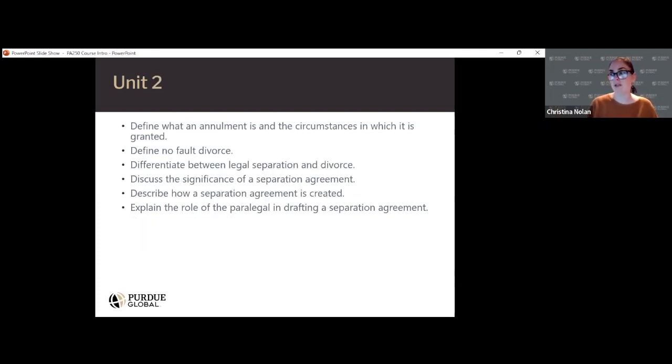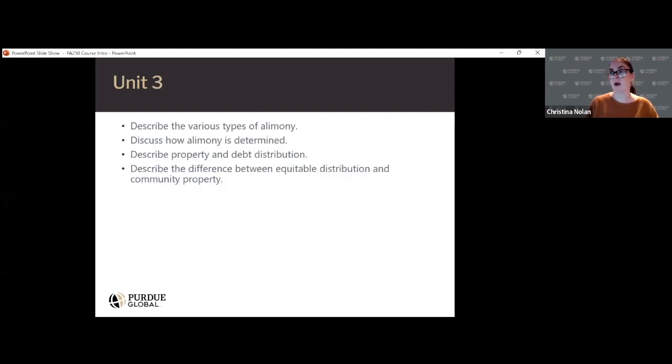Unit 2, we're going to start looking at what happens when the marriage dissolves. What is an annulment? What is a divorce? What is a dissolution? We'll look at the role of the separation agreement and even the role of the paralegal in creating that. As you know, paralegals can perform a lot of tasks related to these agreements, including interviewing clients, actually preparing these agreements as well, under the supervision of an attorney, of course.